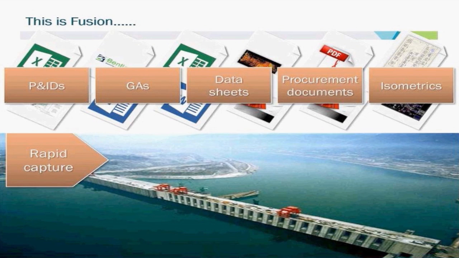First step is rapid capture. The capture of all this information needs to be rapid because there are hundreds and thousands, if not millions, of documents lying around on a plant. And to be able to capture it, we have to do it really rapidly. So Fusion provides a way of crawling through all this information and capturing it rapidly.